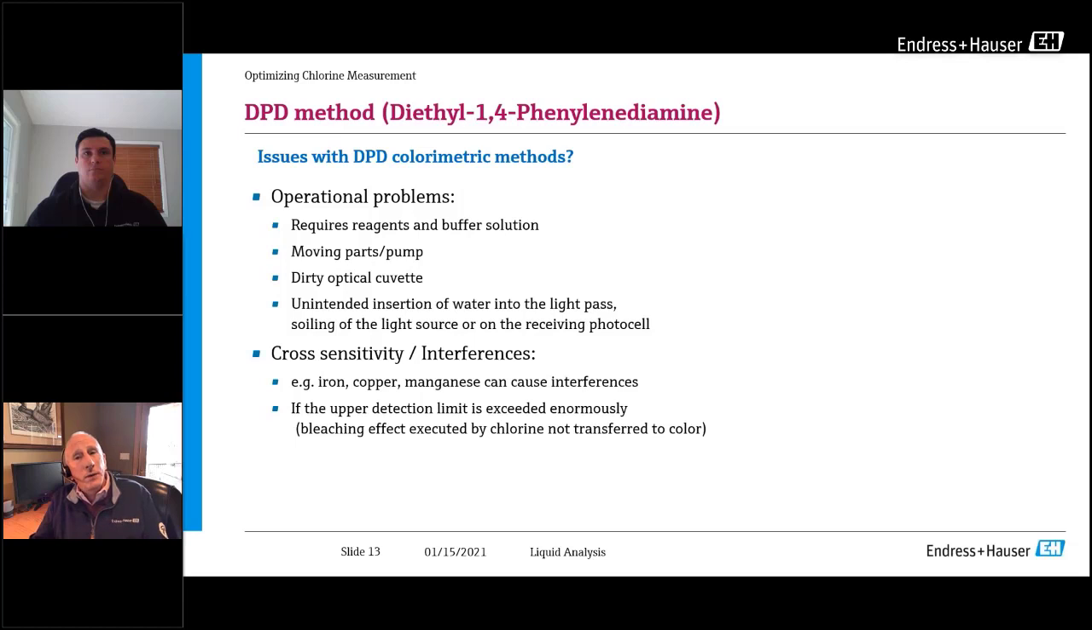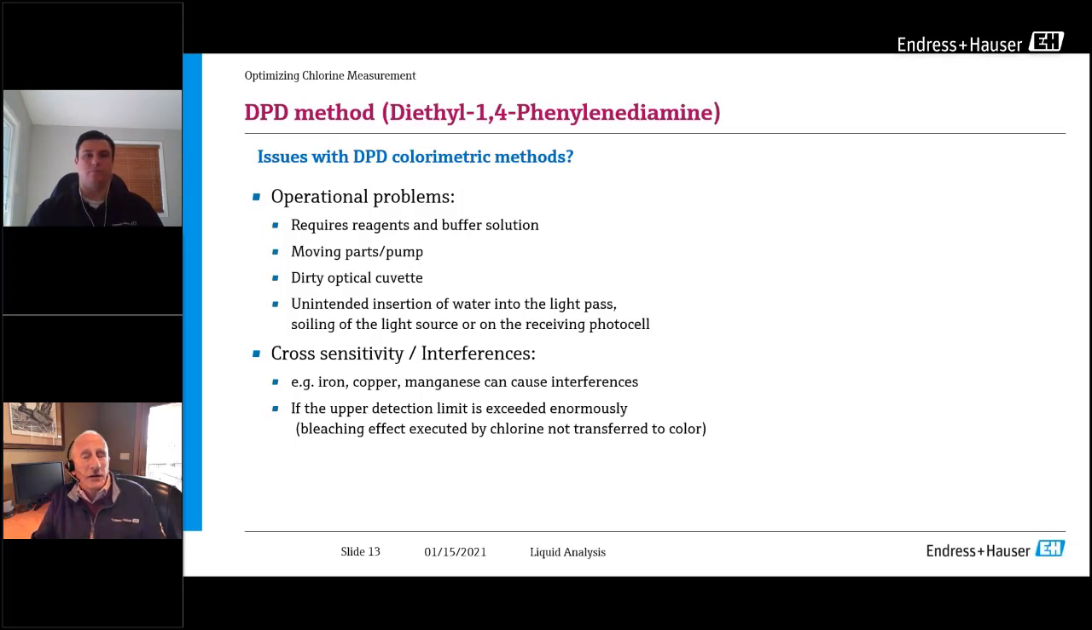And so what people don't often realize is these DPD tests are buffered. They're controlled to a given pH. And so therefore, you're going to find out here in a moment that when we talk about our amperometric systems, those systems as well require pH compensation, so that we're comparing apples to apples. If a DPD test, which you're using to standardize and calibrate your system, is buffered and controlled to a given pH, then my amperometric measurement should also be measured and controlled and standardized to a given pH.